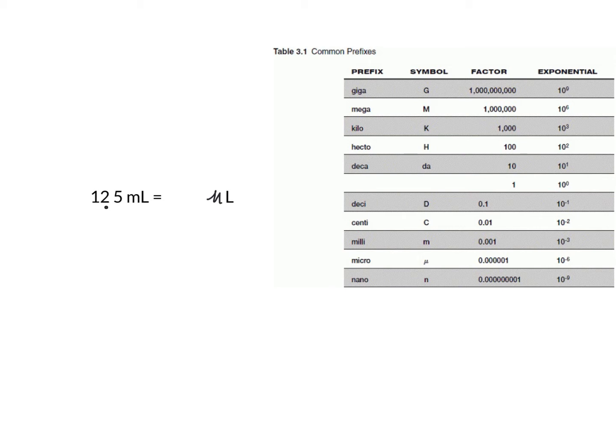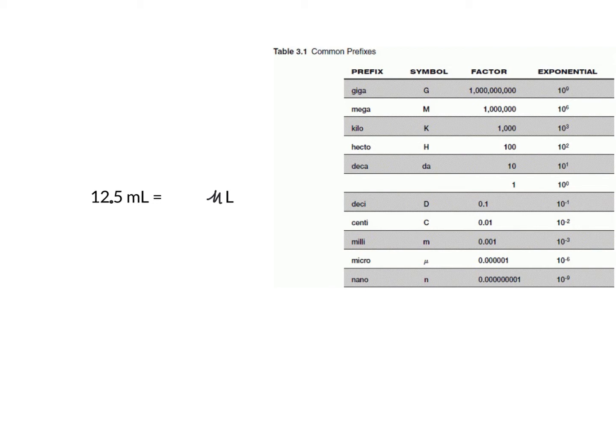Okay. And to figure out how to move the decimal around, you need to look at your units. There are two parts to a metric unit. One of them tells what type of thing you're measuring. Liters measures volume, grams measures weight, meters measures distance. The other part of it tells you the units that you're looking at.